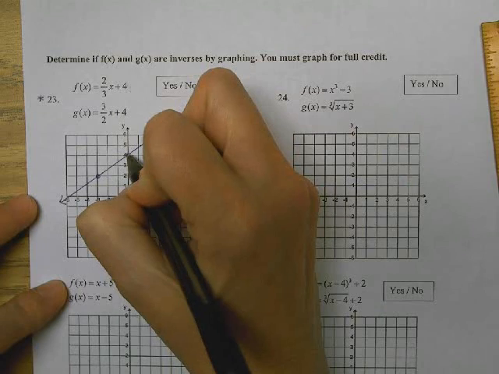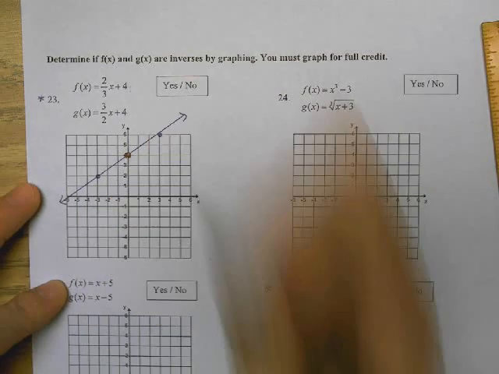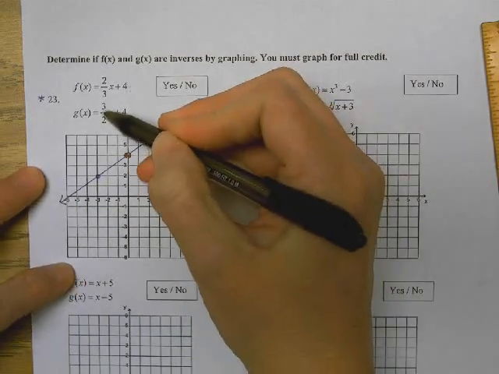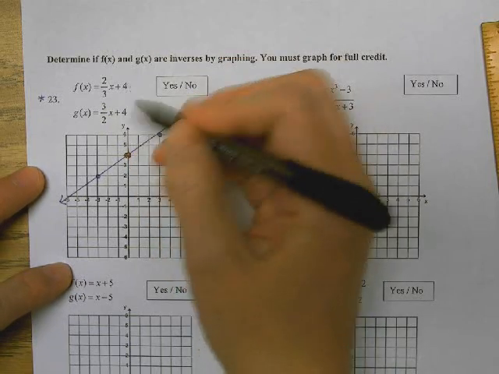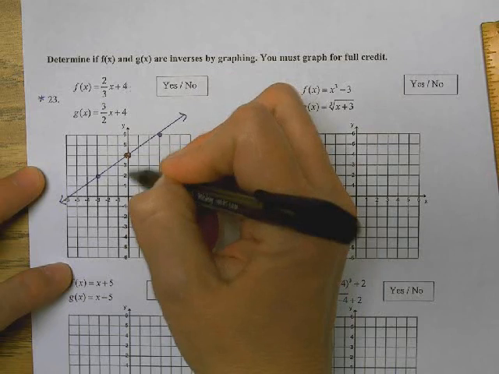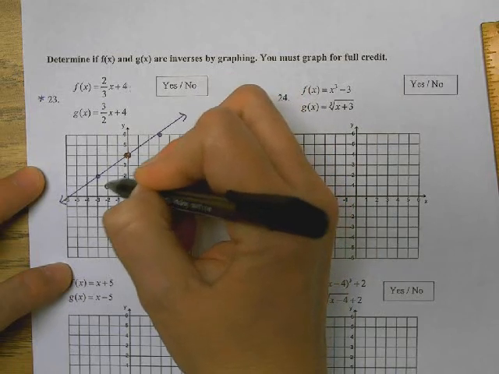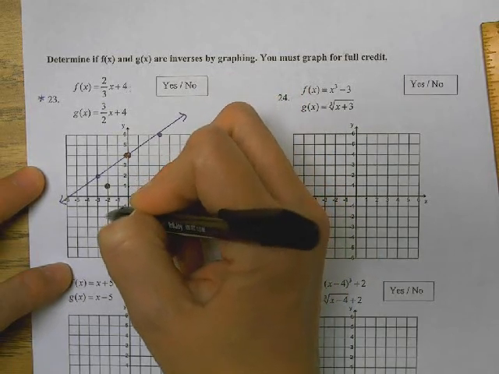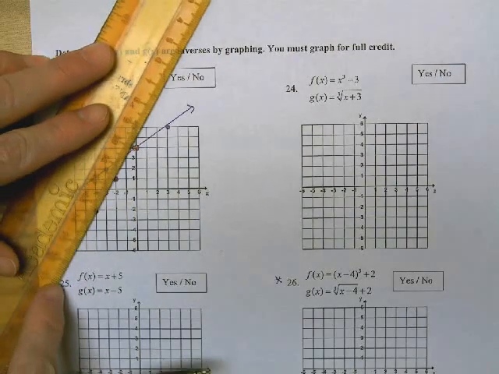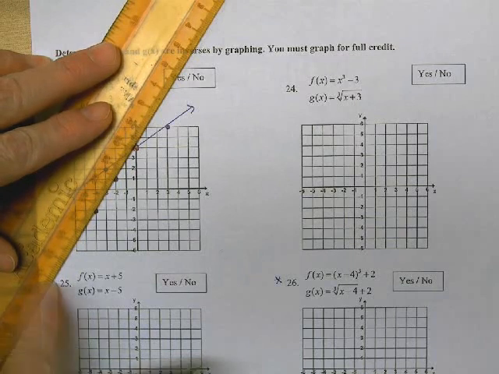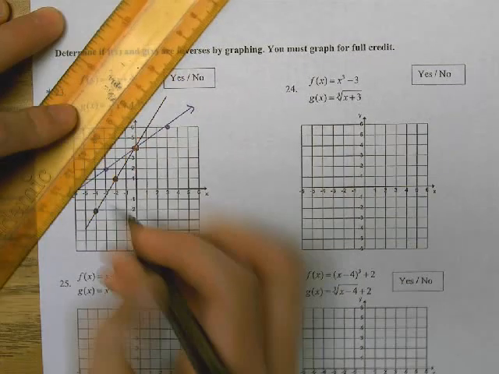Now I'm going to graph my second line, which has a y-intercept of 4 also, but this time it has a slope of 3/2, so I should be going up 3 to the right 2, but I'm going to go off the graph, so I'm going to go down 3, right 2, down 3, right 2. So this becomes my second line.